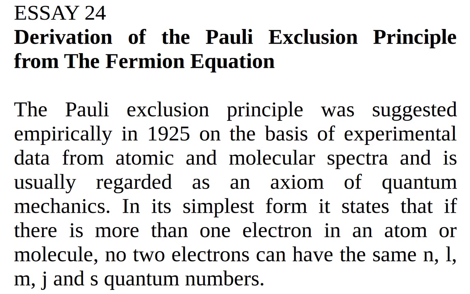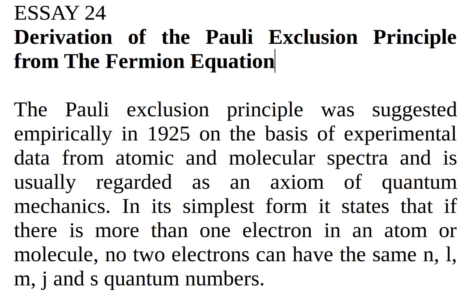Essay 24. Derivation of the Pauli Exclusion principle from the Fermion equation. The Pauli Exclusion principle was suggested empirically in 1925 on the basis of experimental data from atomic and molecular spectra, and is usually regarded as an axiom of quantum mechanics.